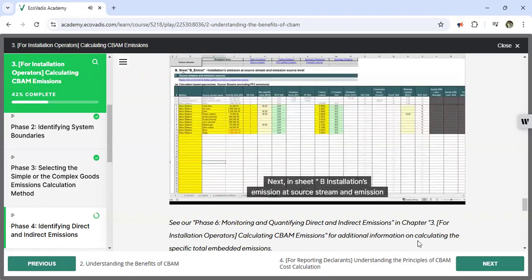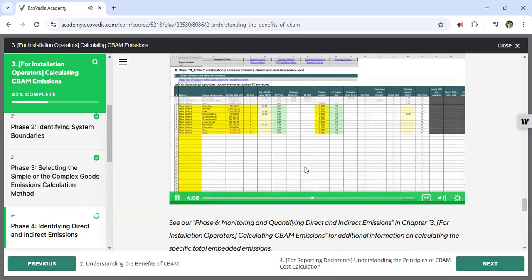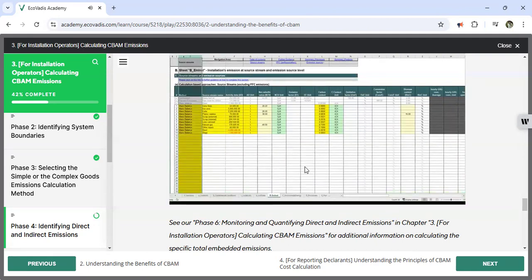Next, in Sheet B, Installation's Emissions at Source Stream and Emission Source Level. This sheet helps to calculate the energy content and the greenhouse gas emissions for each source stream and emission source. The required data have been entered as an example, including the method of calculation. The mass balance method is used for this particular example.